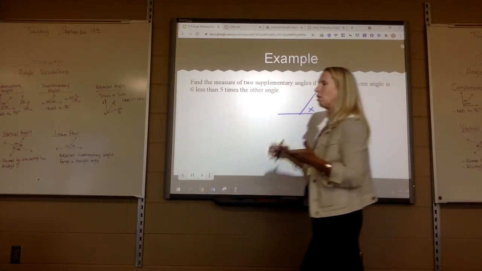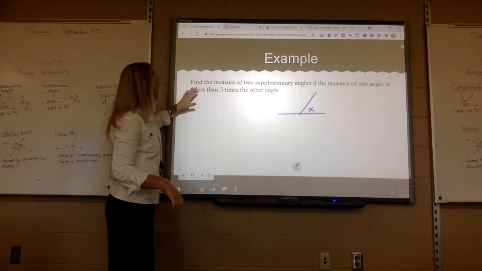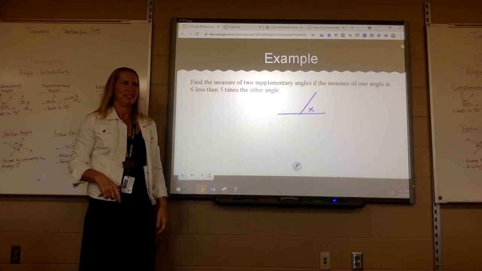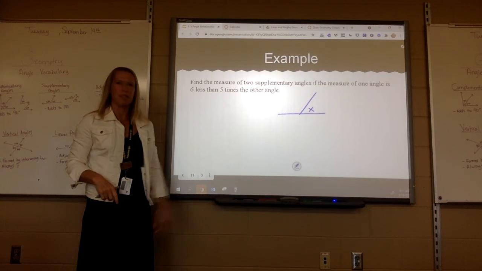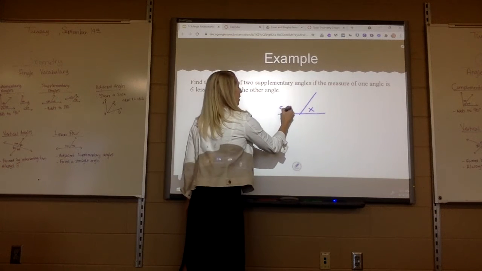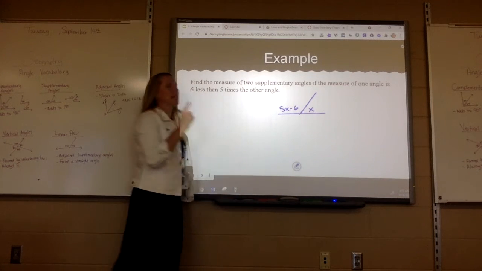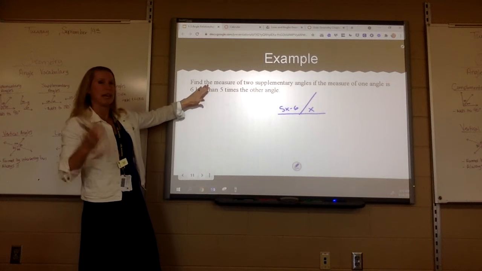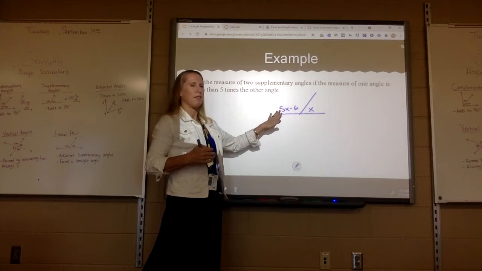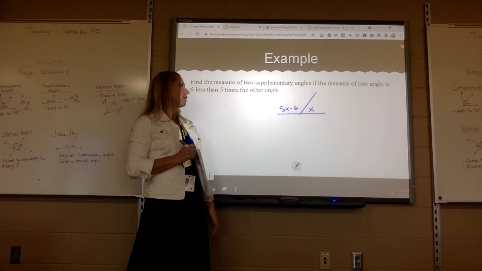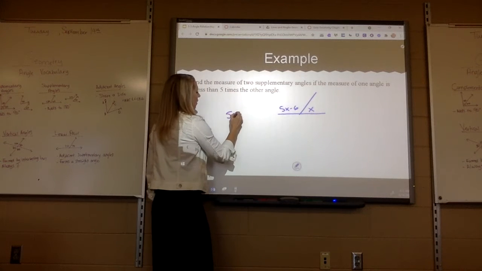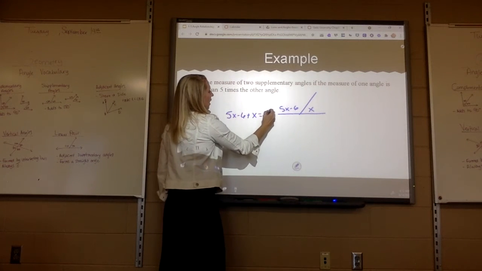Pick an angle, call it X. I just picked the smaller angle because this says 6 less than 5 times that angle. How would I write that? 5 times the other angle minus 6. Yep, 5x minus 6. The minus 6 has to go after because less than always flips it. It's smaller than the 5x. So together they have to add to 180.